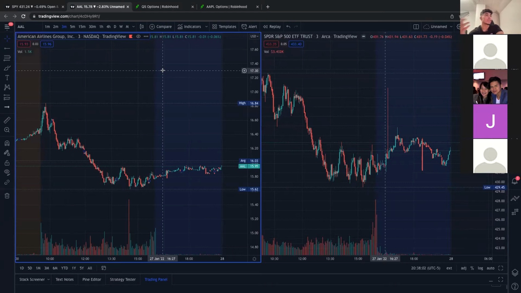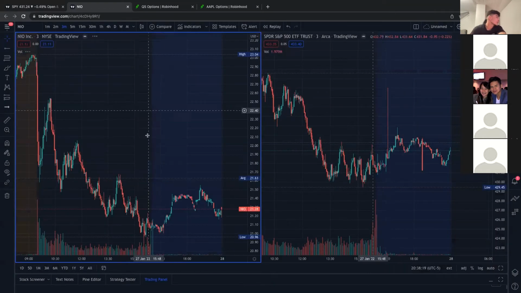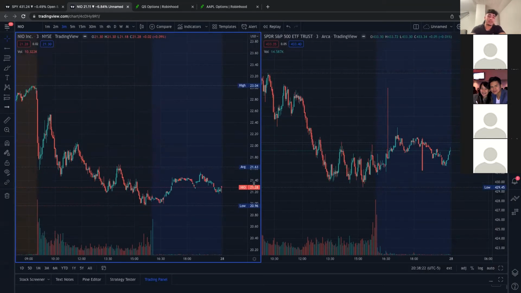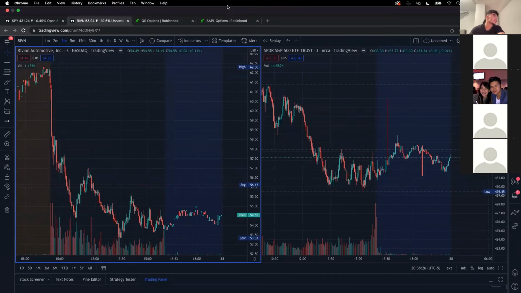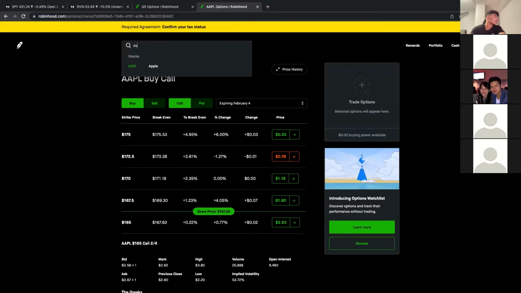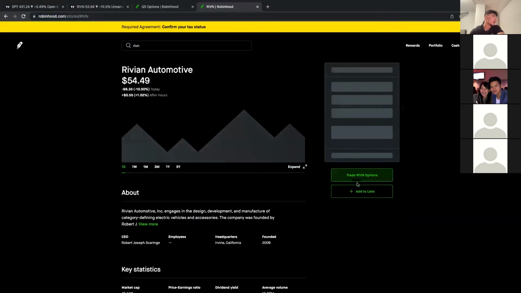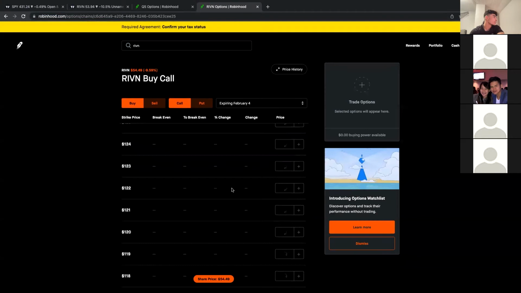So if you have a smaller account, like I'd say less than $250, $300, with an account of that size, definitely just play cheaper stocks. QS is a good one. AAL is a good one. We have tons of EV stocks, like NIO at $21. Rivian's a little bit more pricey, but even Rivian, a $50 stock, the options on here won't be that expensive.